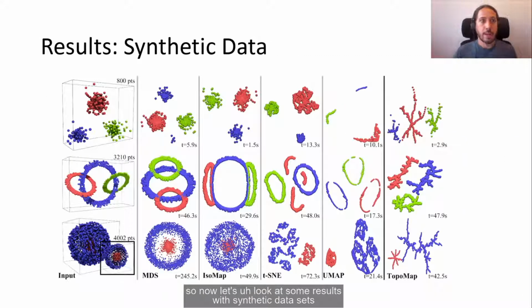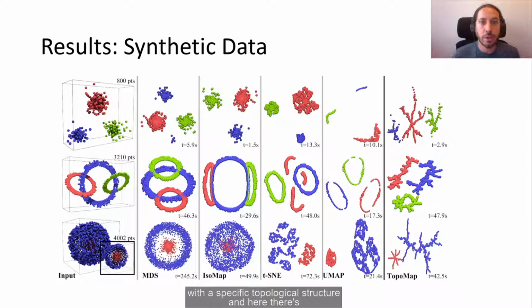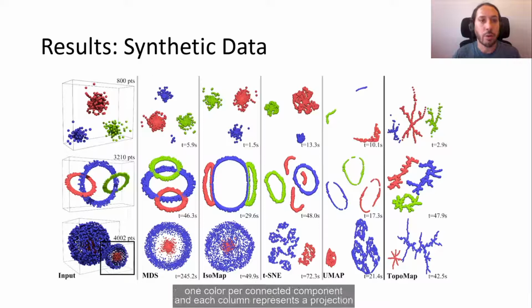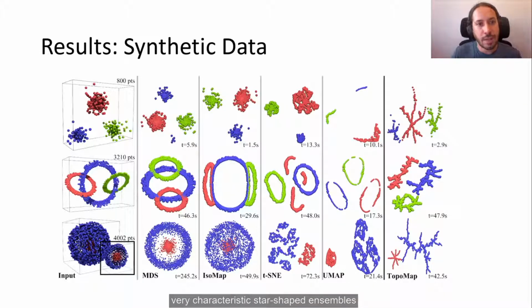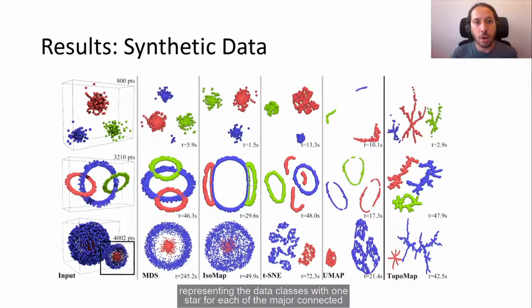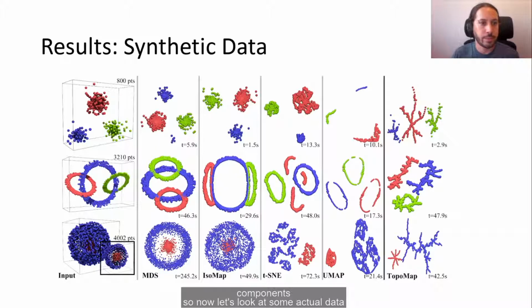So now let's look at some results with synthetic data sets. And here each line represents a different synthetic data set with a specific topological structure. And here there's 1 color per connected component. And each column represents a projection method, and the rightmost column being the projection generated by our method, TopoMap. And here you can notice that TopoMap creates very characteristic star-shaped ensembles representing the data classes, with 1 star for each of the major connected components.